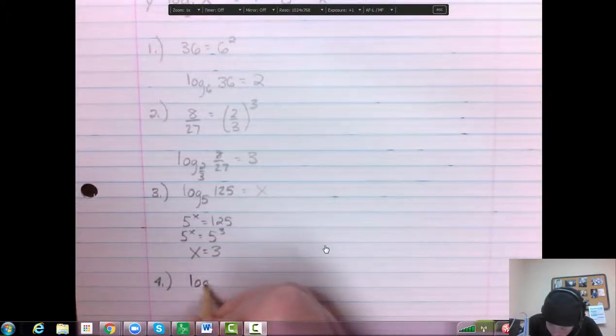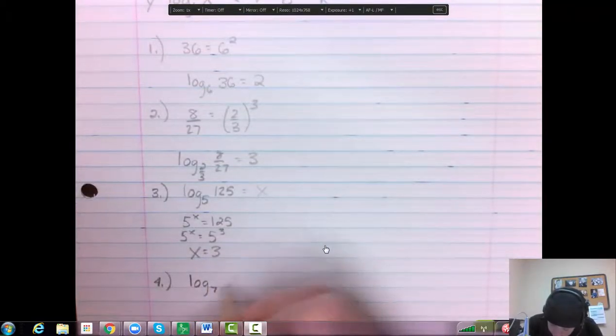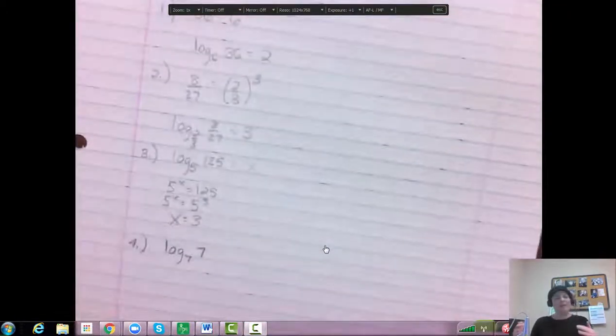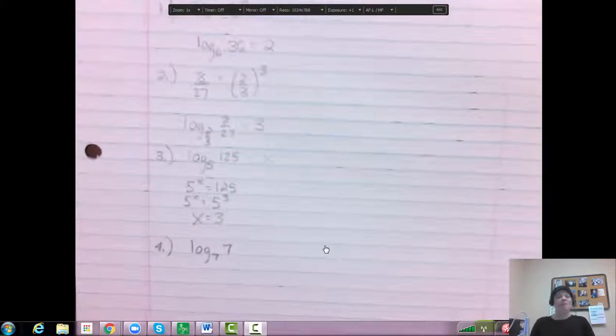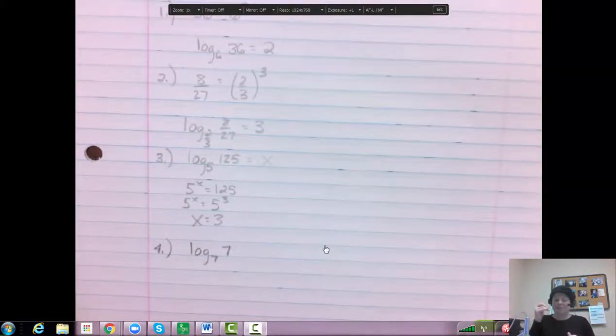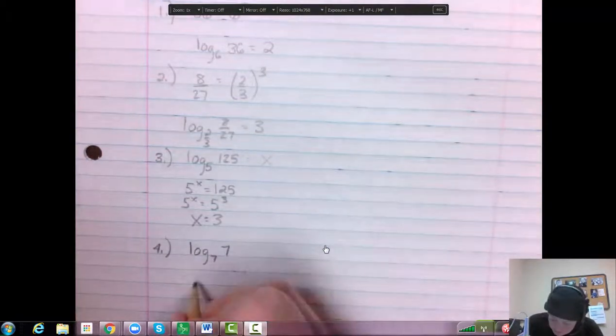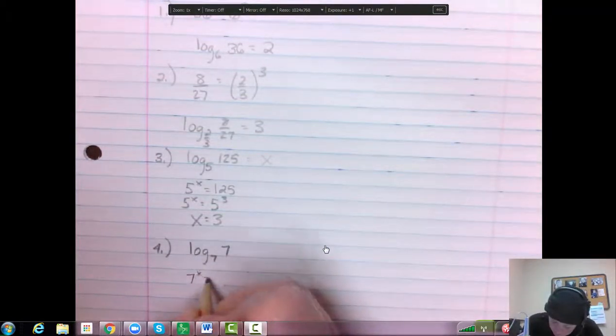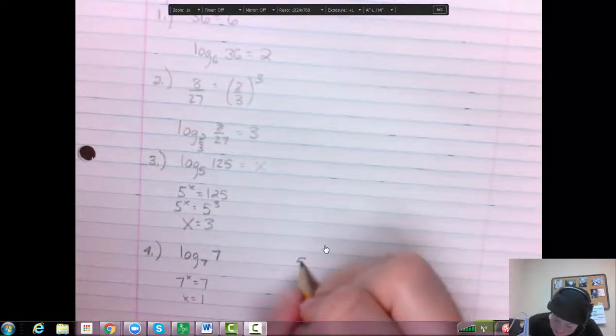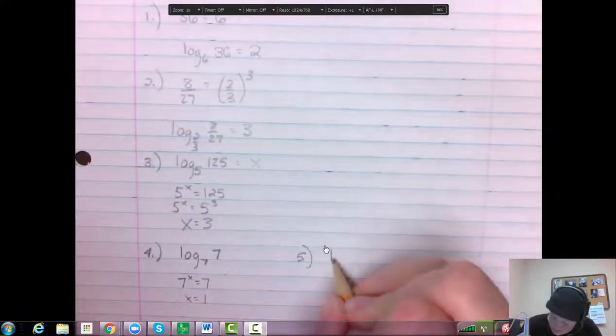Log base 7 of 7. A lot of times we see a lot of them that end up with the same base and the number next to each other. The answer is always going to be 1, because 7 to what power would give you 7? It's going to be a 1. So x equals 1, because you know 7 to what power equals 7. So x equals 1.